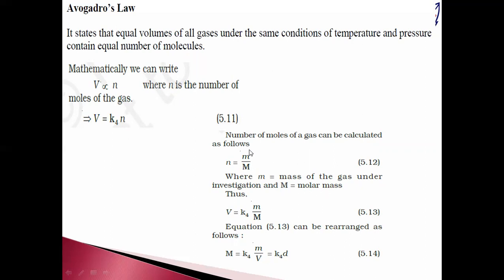Substitute the value of n in this equation. So V equals K times M upon capital M, where capital M is the molar mass. So K M by V, we can write M by V. Mass upon volume is what? Density. So we can write M equals KV. Okay, understood? If you didn't understand, repeat the video. Okay, and then see.